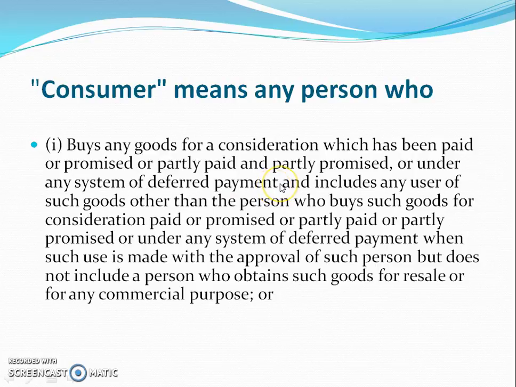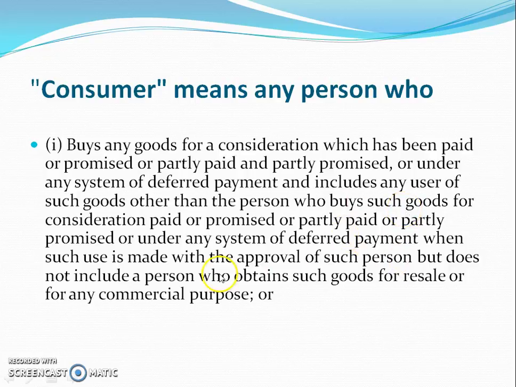Apart from the person who is buying the goods, it also includes the user of the goods. Now this is important here. Say suppose I buy a smartphone and I gift it to my husband. Now who is a consumer? Both of us are consumers. Why? Because I've bought the goods for consideration and my husband is actually using those goods. So I am a consumer because I have bought the goods, and my husband is a consumer because he is a user of those goods, other than the person who buys the goods.